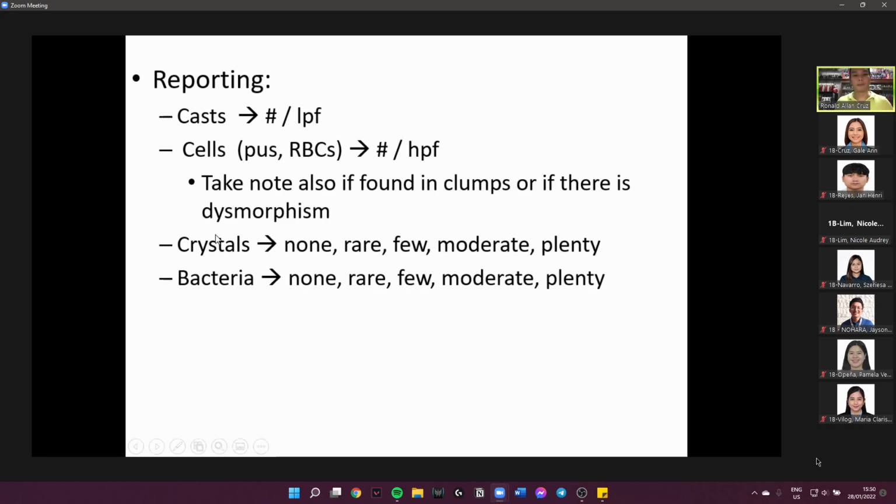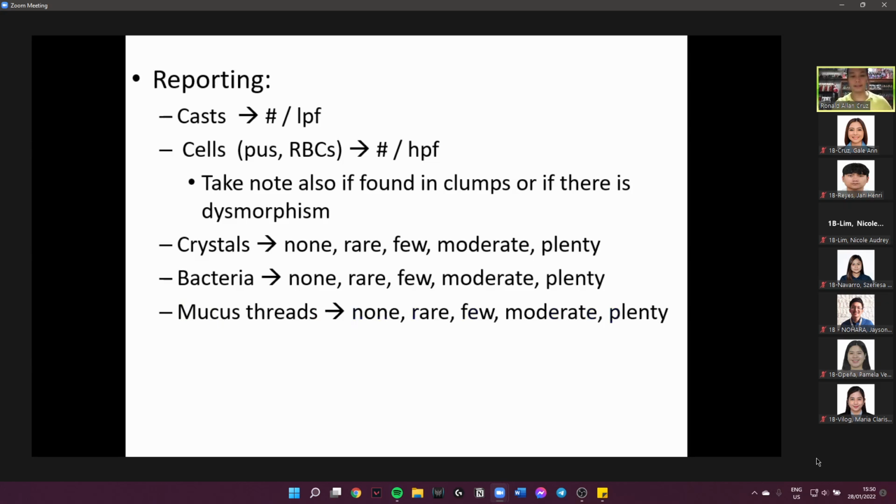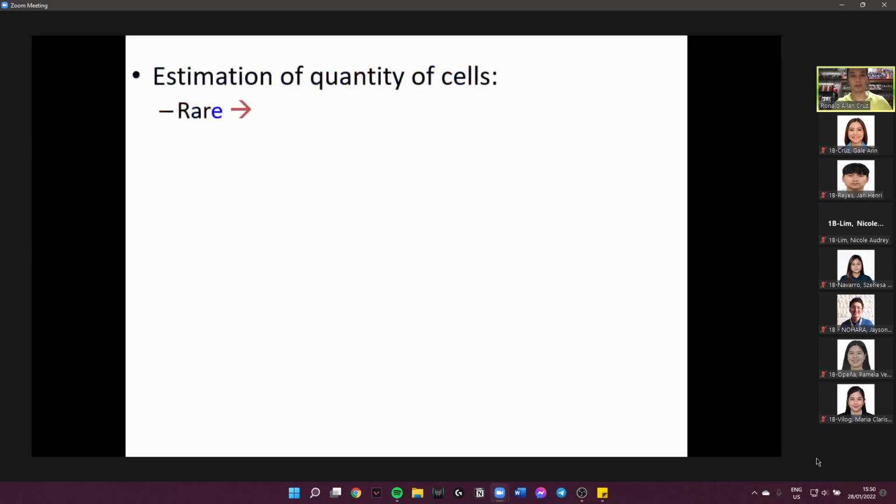For crystals, you report it like this: none, rare, few, moderate, or plenty. The same is true for your bacteria. So these are your qualitative descriptions for the number of your crystals and bacteria. The same goes for mucus threads.